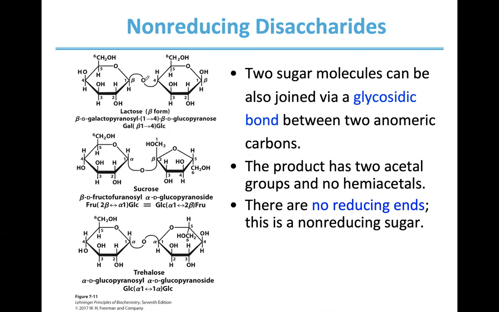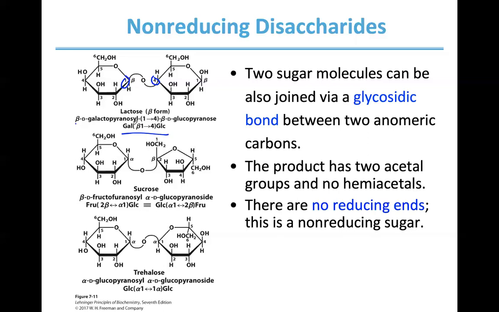Beta, right? And it's going to be linked to the carbon 4 hydroxy group of a glucose, so it's a beta glycosidic linkage, right? Beta glycosidic linkage. So we have beta-D-galactopyranosyl 1 to 4 beta-D-glucopyranose. And you can abbreviate this, right? So abbreviate this so the name is not so long.